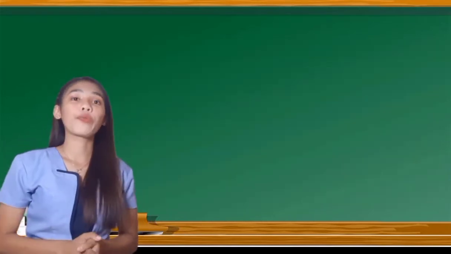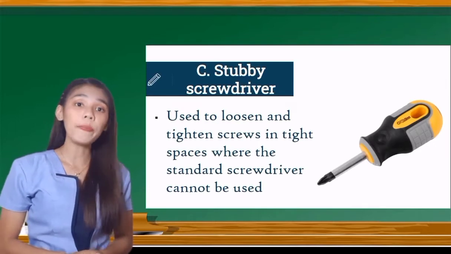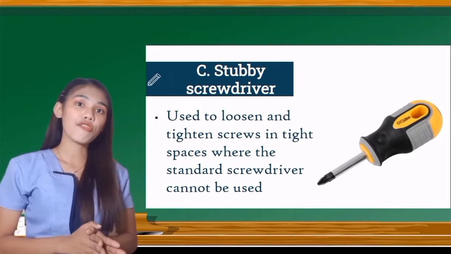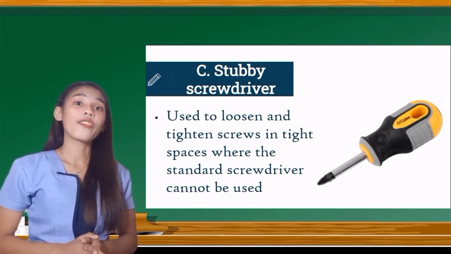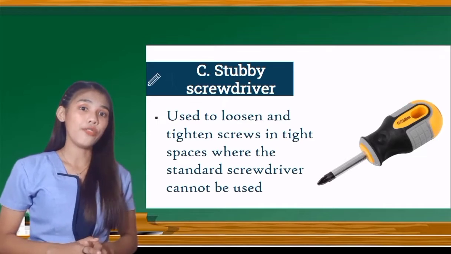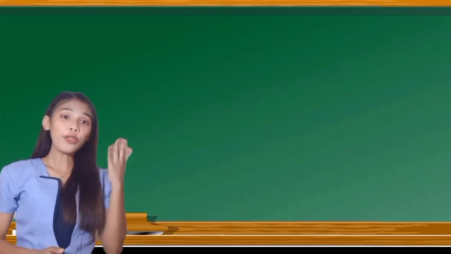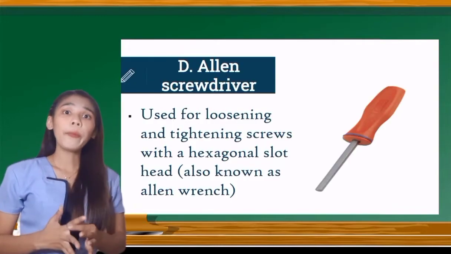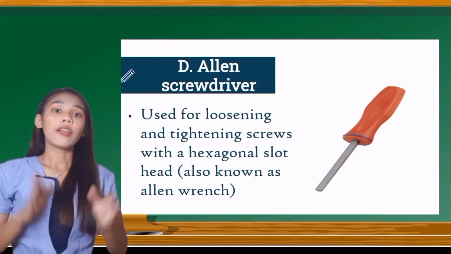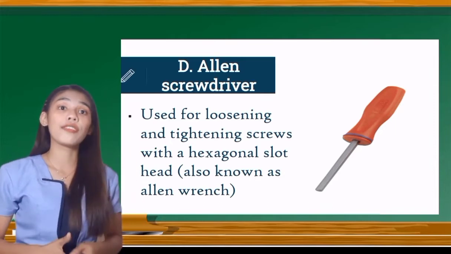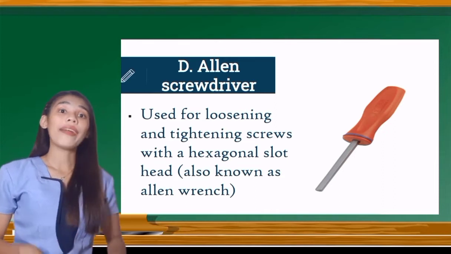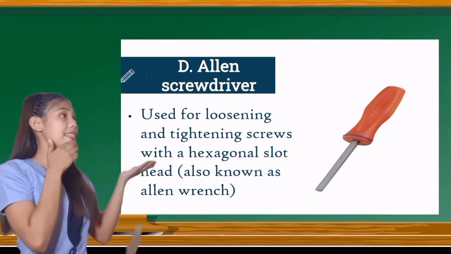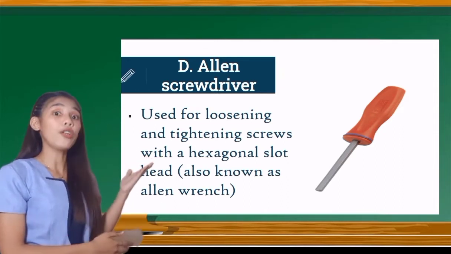The third one is what we call the stubby screwdriver. The purpose or use of the stubby screwdriver is to loosen and tighten screws in tight spaces where the standard screwdriver cannot be used. The fourth one is what we call the Allen screwdriver. So we are not familiar with what an Allen screwdriver is. The main purpose of this screwdriver is for loosening and tightening screws with a hexagonal slot head, also known as the Allen wrench. As you can see in the picture, this is what an Allen screwdriver looks like.